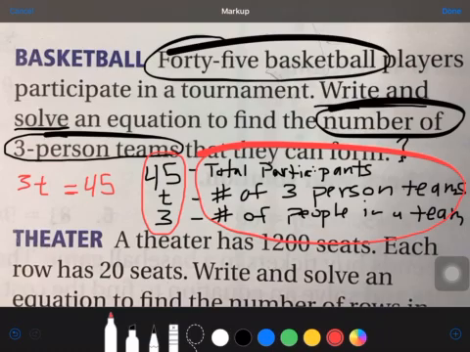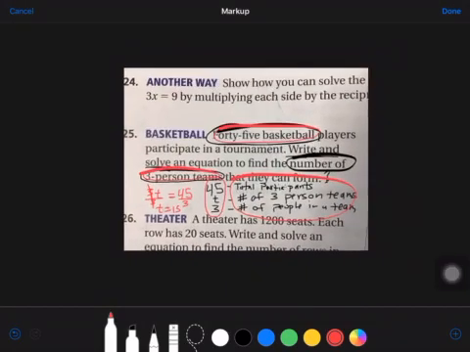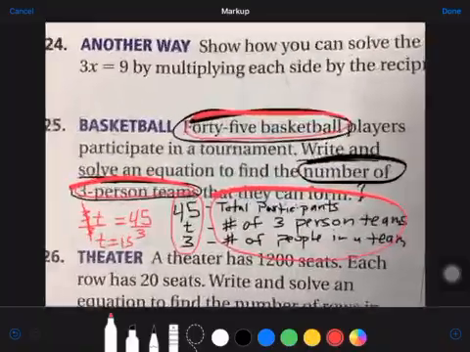So what are we doing to the variable? We're timesing it by 3. So to get rid of it, we're going to divide by 3. These are going to cancel out. I'm going to be left with t, and 45 divided by 3 equals 15. So does that make sense for my problem? Well, if I have 45 basketball players and they're on 3-person teams, I would divide 45 by 3, and that would give me the total number of teams that I could have. So that works. All right, so let's look at another word problem here.